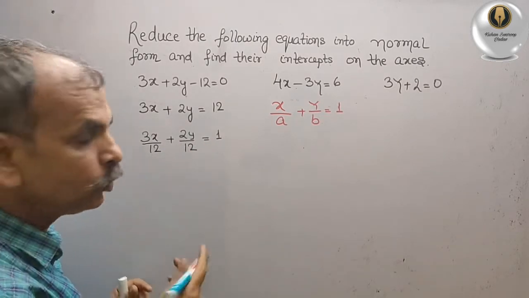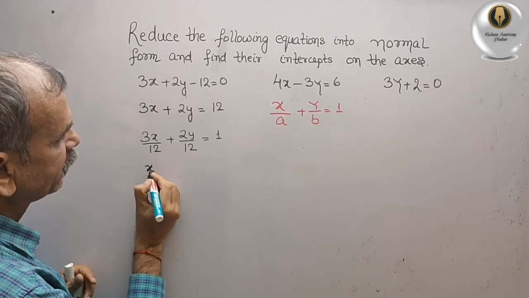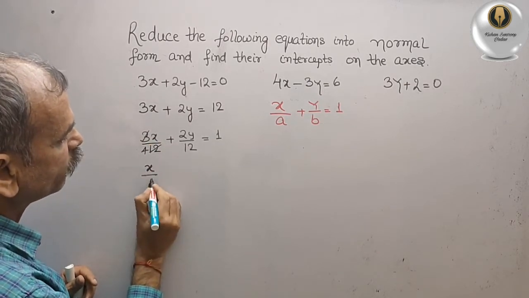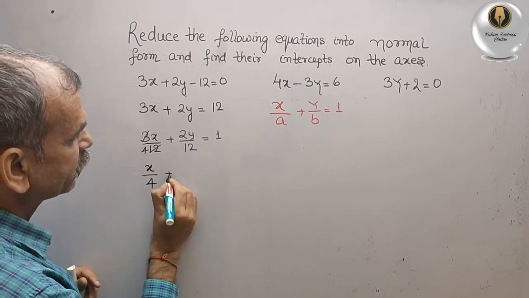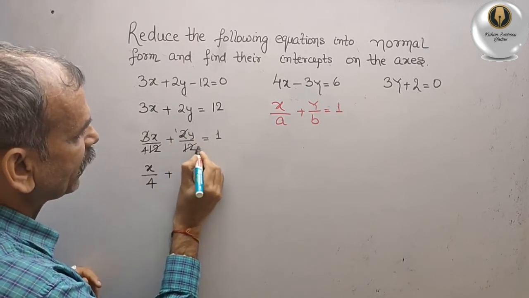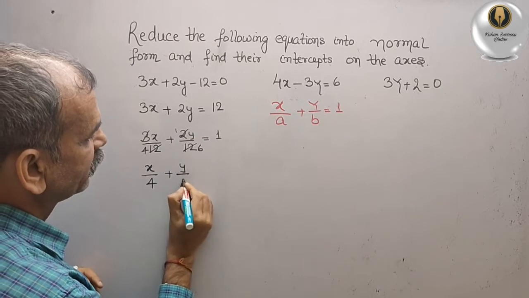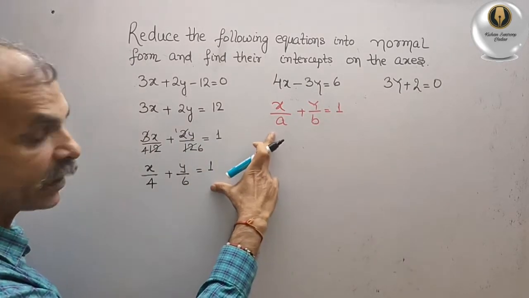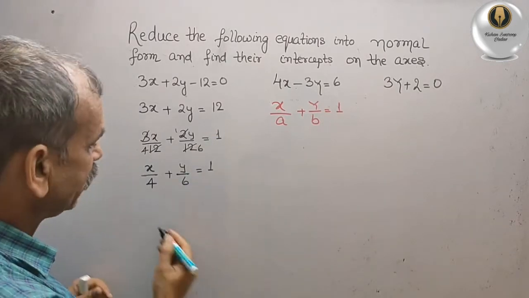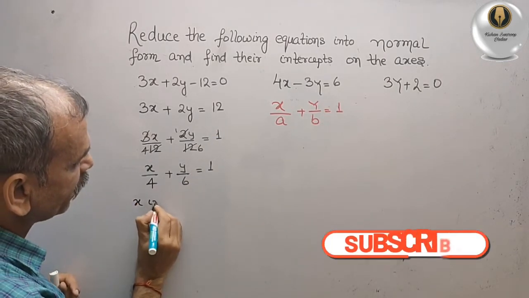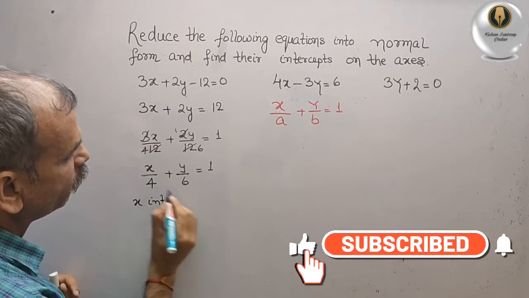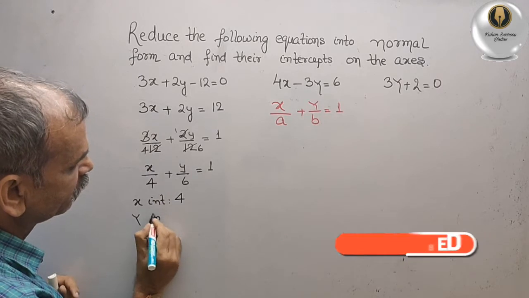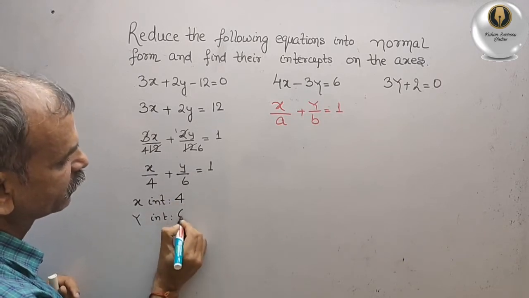Now cut them. You will get x by 4, since 3 and 12 cancel, and this is 4. Plus, now cut this 2 and 12, so y by 6. That is equal to 1. Same form it came. So now we can say x intercept is 4 and y intercept is 6.